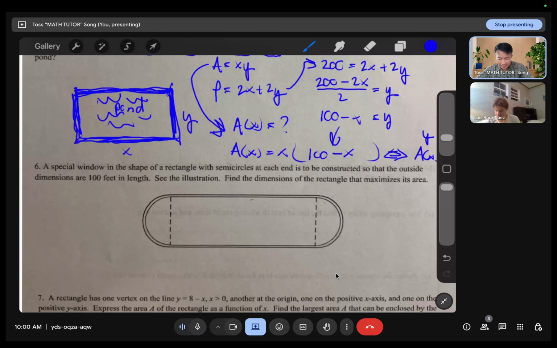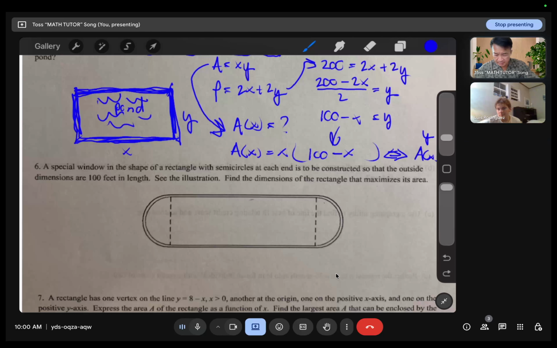So reading it carefully: a special window in the shape of a rectangle with semicircles at each end is to be constructed so that the outside dimensions are 100 feet. I believe you have to make sure that I understood it the same way here. I believe all the way around is 100 feet. Do you agree?